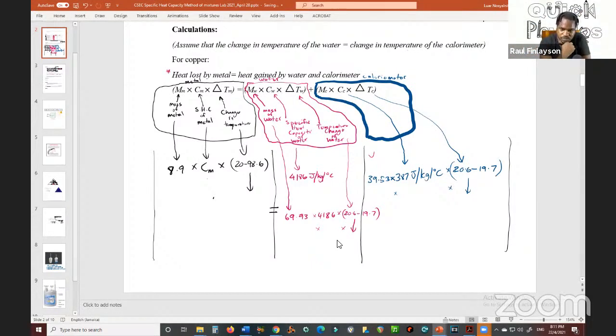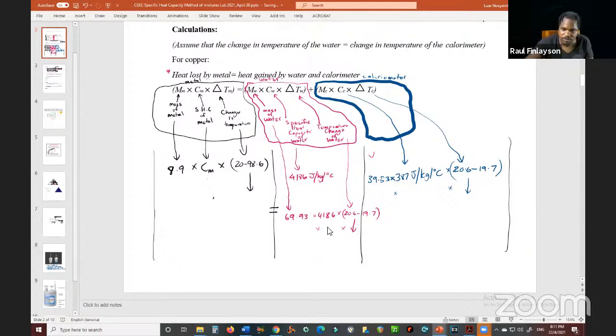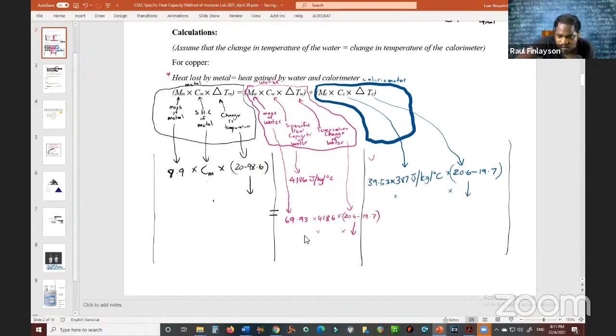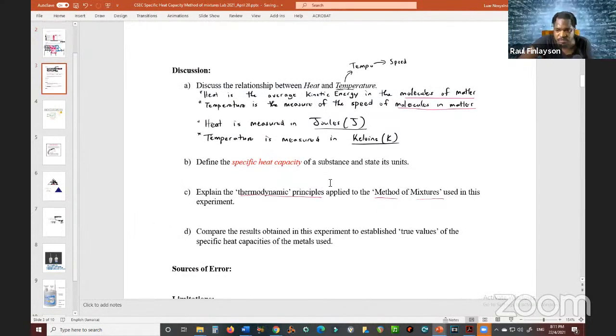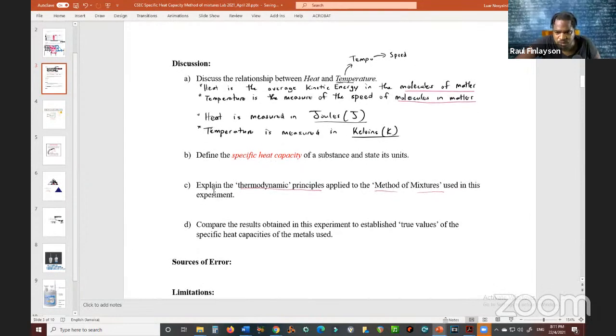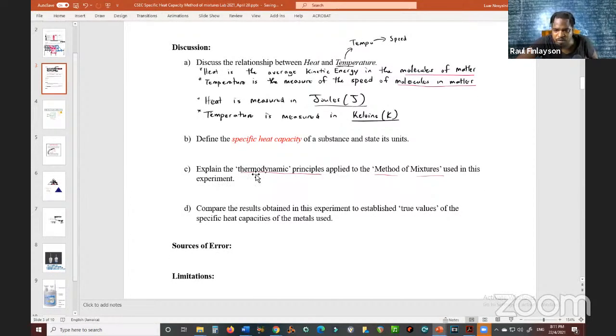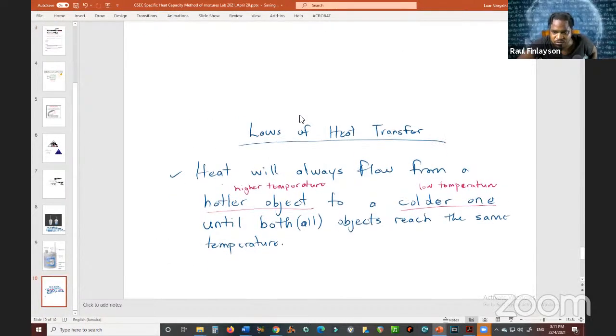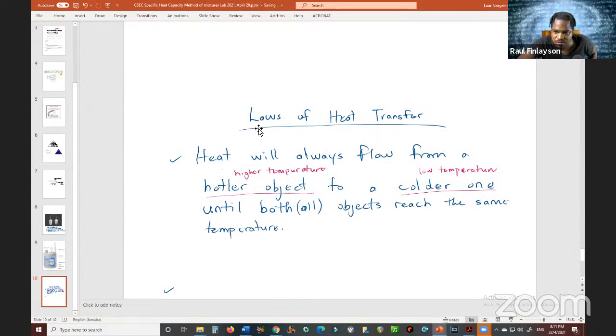Now, this could tell you the answer you're supposed to get. You're going to finish up that and then let me know what answer you get. Also, how the thermodynamic principles apply to the method of mixtures using this experiment is also here. So the answer for C is actually given: laws of heat transfer.